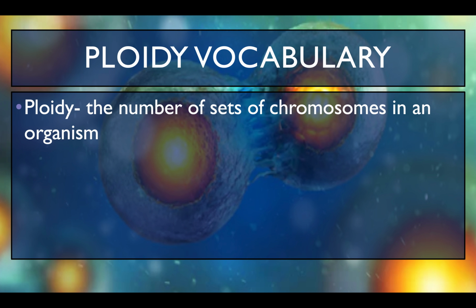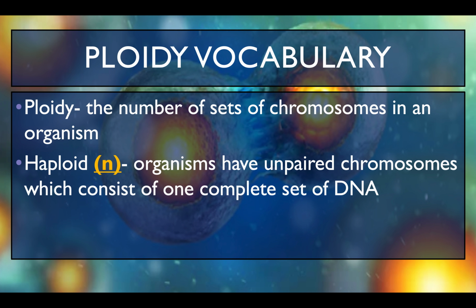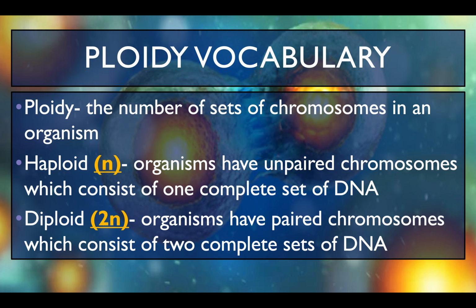And ploidy can have several states. For instance, there is the haploid state, where an organism has only unpaired chromosomes, which consist of one complete set of DNA. So one complete set of DNA is the same as haploid. When organisms have 2 sets of DNA, then that is a diploid organism, because it has paired chromosomes. We will get more into these terms as we move forward. But for now, understand that having 2 sets of DNA means that that organism is diploid.